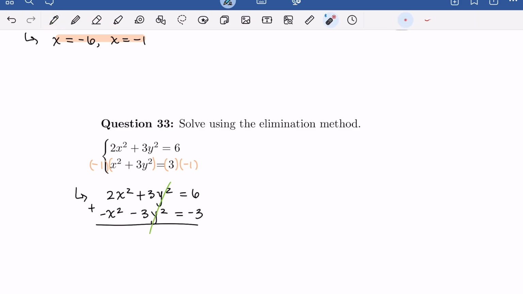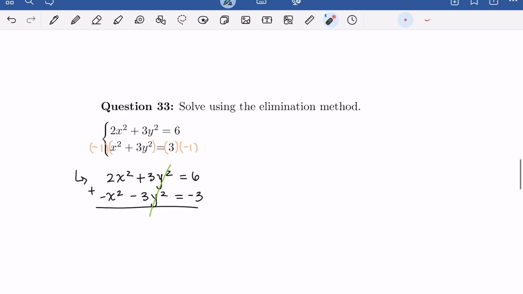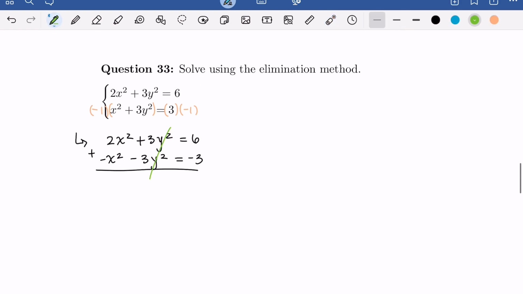Something I just want to point out here is that we could have chosen a different path. We could have chosen, for example, to eliminate our x squared terms, and we could have multiplied this one by a -2. We could have also multiplied this one by a negative. It doesn't matter, as long as you follow the math correctly, you'll end up with the correct answer. Now for this one, eliminating our y squared terms, we're going to have 2x squared minus x squared, which just gives us a positive x squared. It's going to be equal to positive 3.